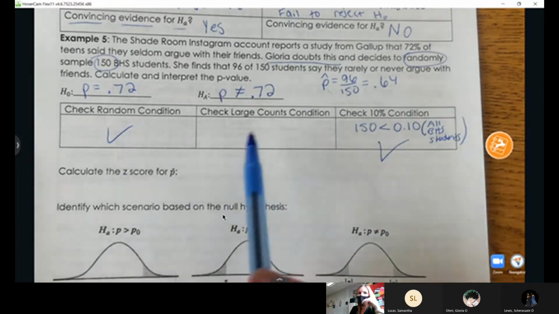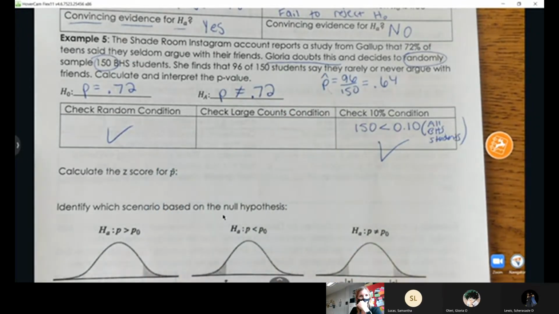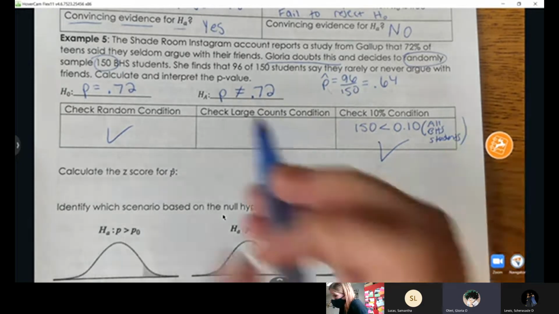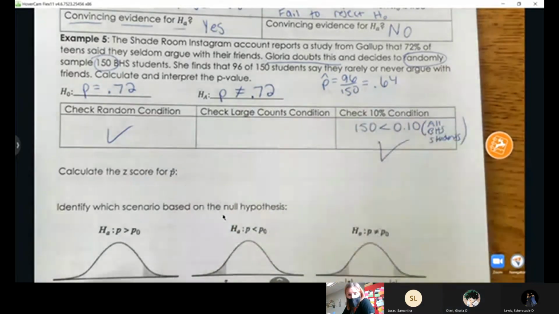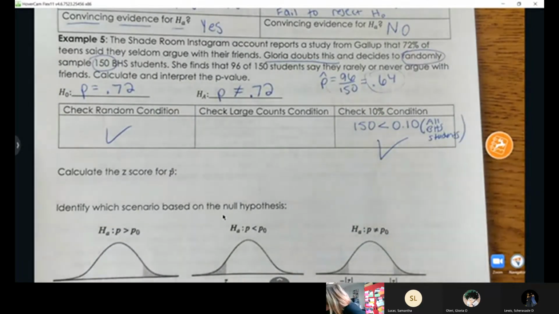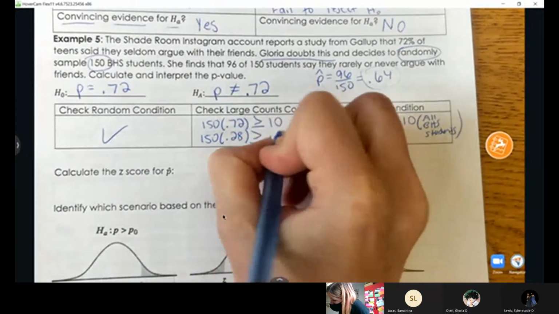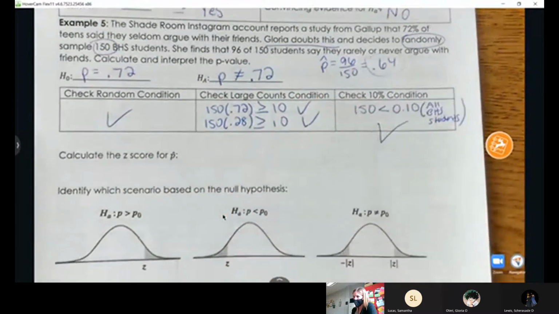All right, with the large counts, tell me, should I be calculating using the P or the P hat? The P? Yes. We need to use the P because we're going to assume the P to be true throughout all this. We only use the P hat once, and that's to calculate the Z score of the P value. But we're going to use P for everything else. So we would do 150 times 0.72 and 150 times 0.28. Both of those are going to be greater than or equal to 10, so we're good there.